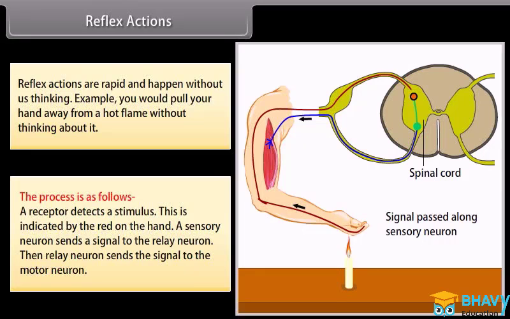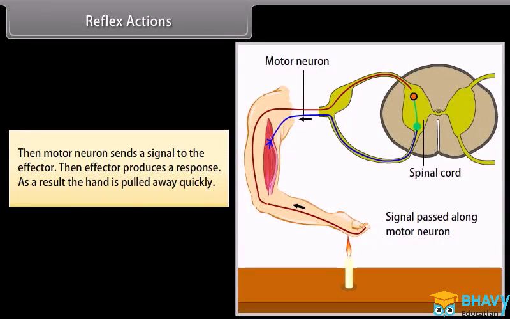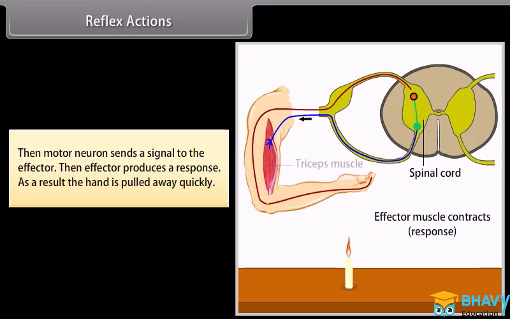The process is as follows. A receptor detects a stimulus. This is indicated by the red on the hand. A sensory neuron sends a signal to the relay neuron. Then the relay neuron sends the signal to the motor neuron. Then the motor neuron sends a signal to the effector. Then the effector produces a response. As a result, the hand is pulled away quickly.